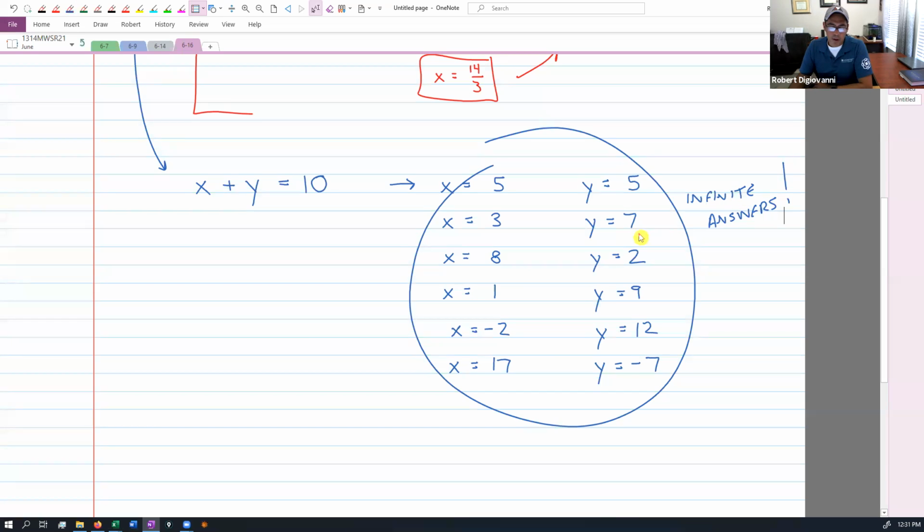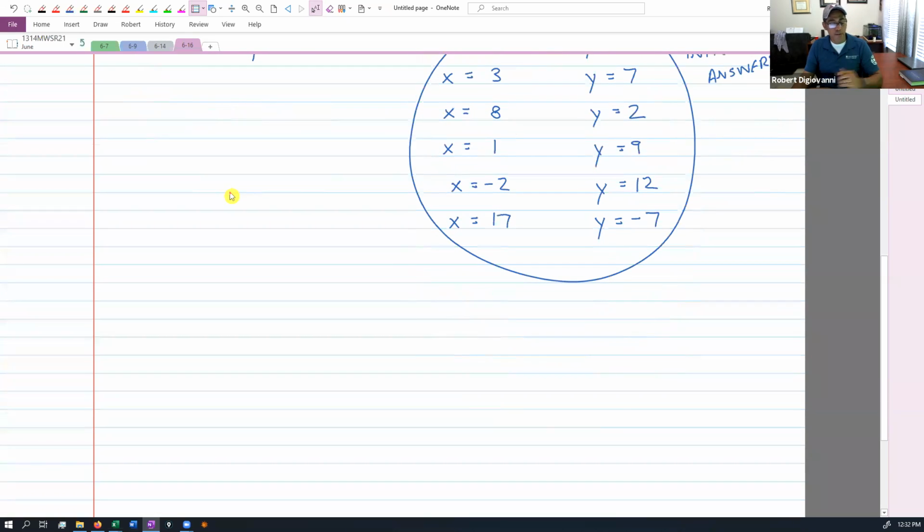Now, would it change anything if I flip these over? Like if, instead of the y being 7 and the x being 3, what if the x was 7? Could the y be 3? Like, can you switch them and it still is okay? Yes, in this problem, it wouldn't change anything. In this particular problem, the order actually doesn't matter because we're just adding the two numbers together.